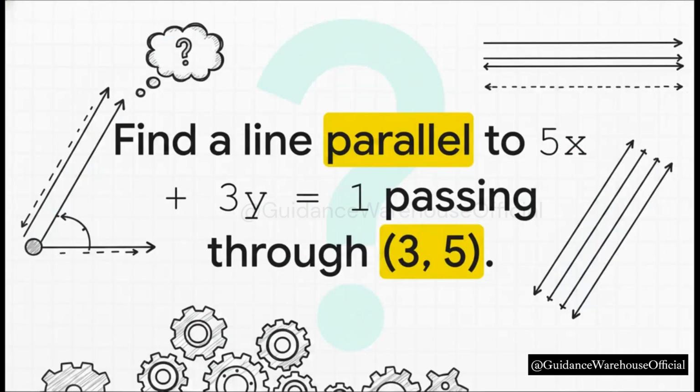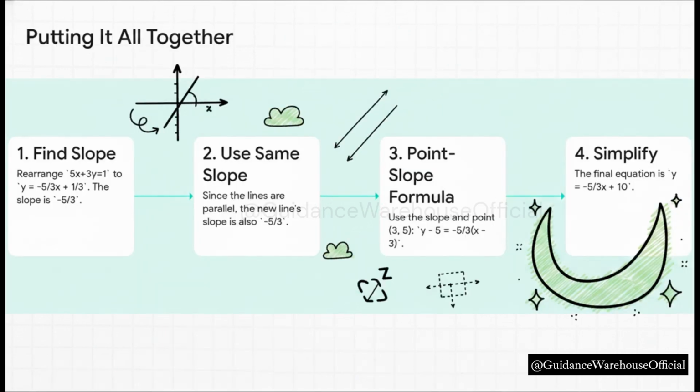Okay, time for the grand finale. Let's tackle a problem that brings together everything we've talked about. We need to find the equation of a very specific line, and we know two things about it. First, it's parallel to the line 5x plus 3y equals 1, and second, we know it passes through the point (3, 5).